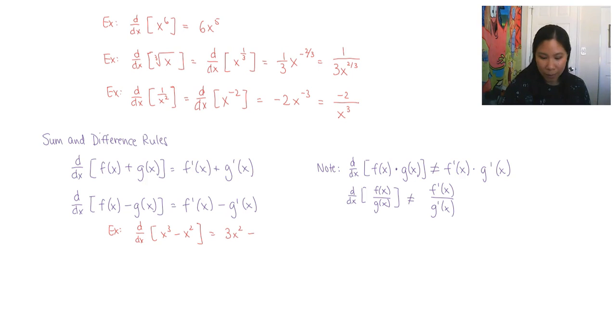And then a minus sign because we started with a minus, and then the derivative of x squared would be 2x to the first power because the exponent would drop by 1, which is really just 2x. And then that's it, that's our derivative.